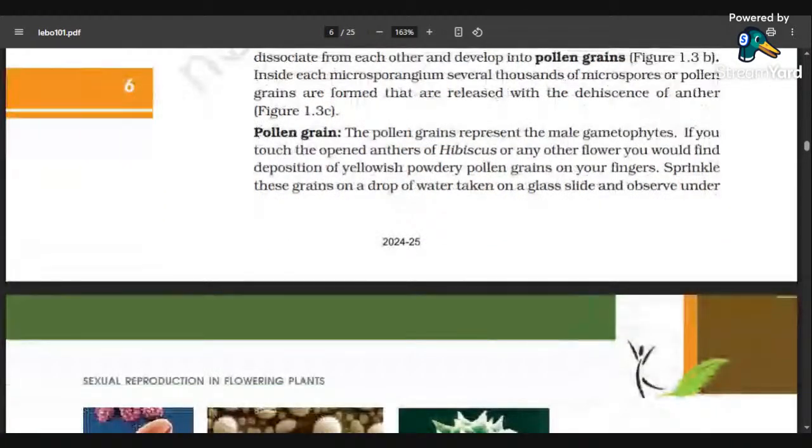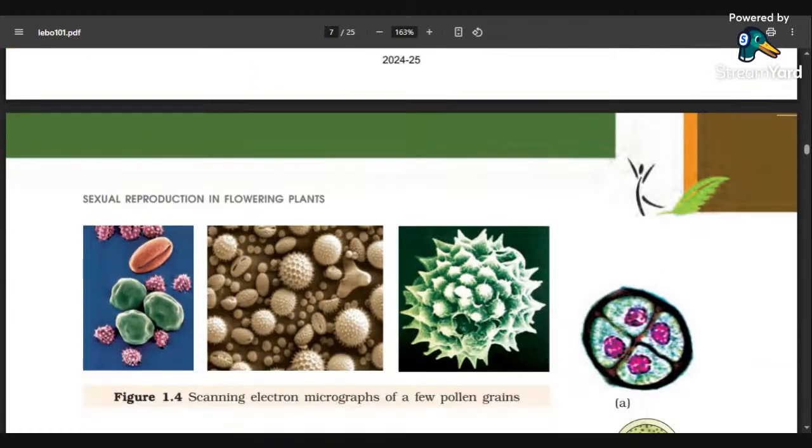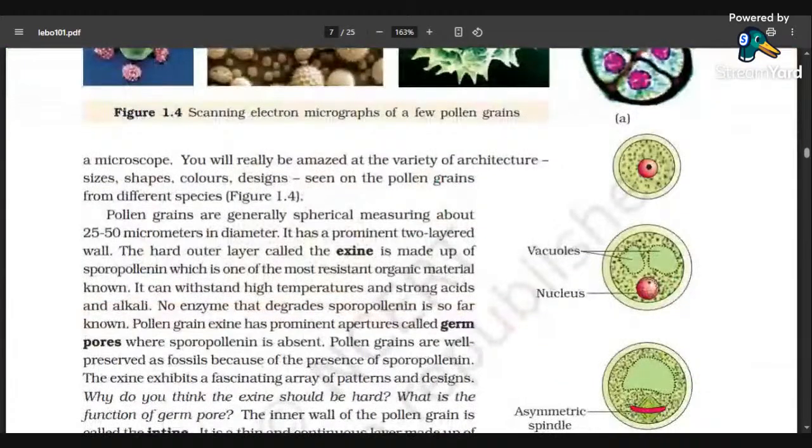If you touch the opened anther of hibiscus or any other flower, you would find deposition of yellowish powdery pollen grains on your fingers. Sprinkle these grains on a drop of water, take it on a glass slide, and observe under a microscope. You will really be amazed at the variety of architecture, sizes, shapes, colors, designs seen on the pollen grains from different species.